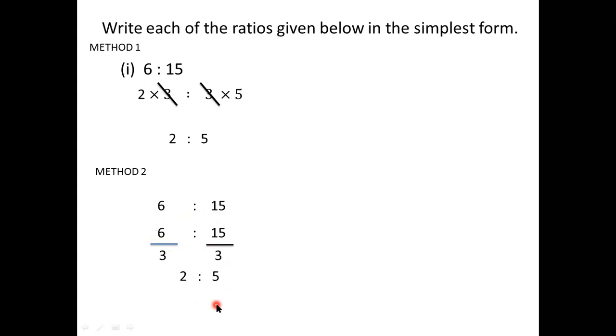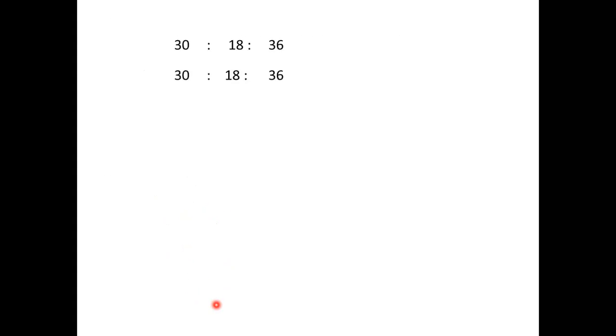Okay, question 2. I took this question because I thought this is difficult for you, so that's why I took this as an example. Now 30 is to 18 is to 36. What is the common factor you can divide all these three numbers? It's 2, right? 2 is common for all of these.